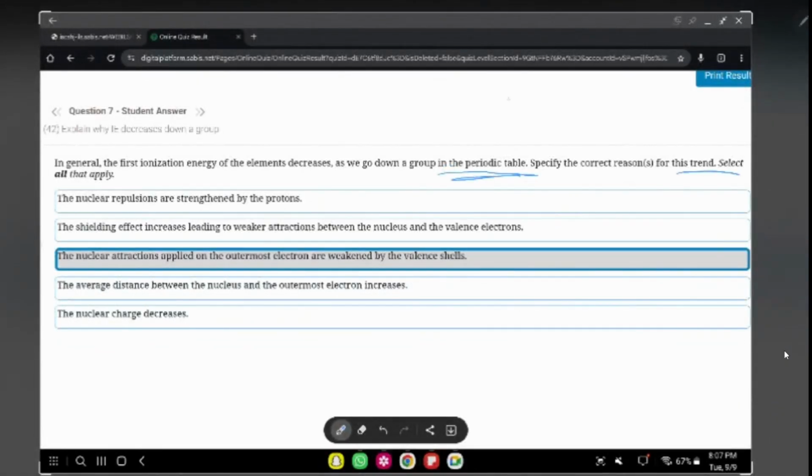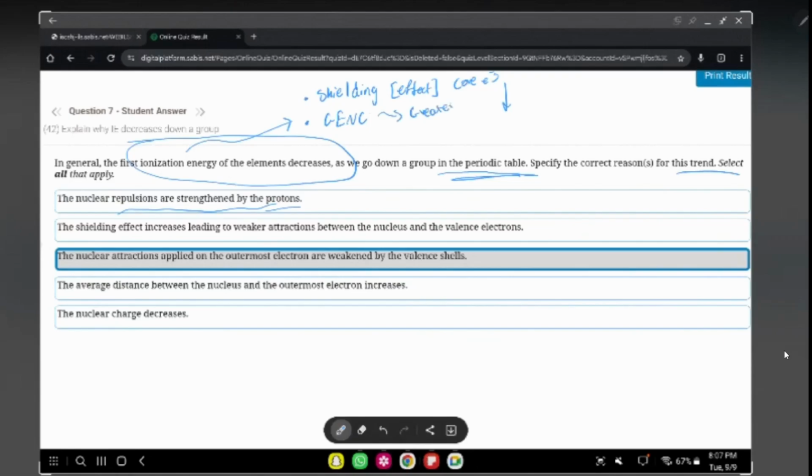Why did I tell you as you go down the ionization energy decreases? Why did I tell you? Before you even think, why would ionization energy change? What are the two factors that it depends on? And what was the guy called? He was called Genk. Shielding effect, remember, depends on core electrons. Genk stands for greater effect of nuclear charge. Nice and easy. So let's take a look here.